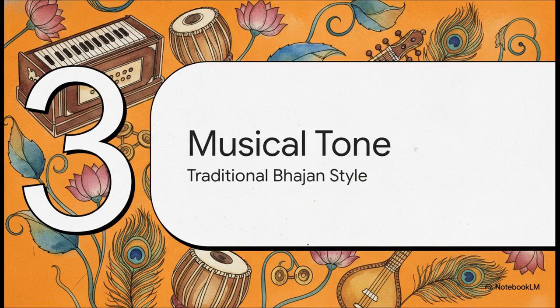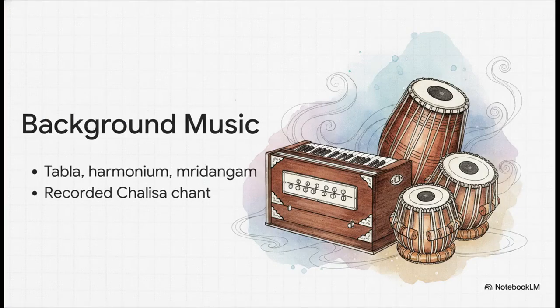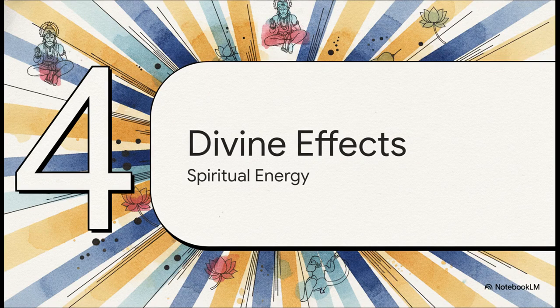Okay, step 3, setting the musical tone with a traditional Bajrang style. The audio production phase is where the spiritual atmosphere truly gets locked in. For that authentic, traditional Bajrang style, you want specific, deeply cultural instrumentation, the rhythmic heartbeat of the tabla, the melodic drone of the harmonium, and the mridangam. These instruments carry such a recognizable devotional resonance. But hey, what if you aren't a musician? Well, there's a highly practical alternative. You can simply use a beautifully recorded Hanuman Chalisa chant as your main audio track to drive the entire visual flow. It works perfectly.